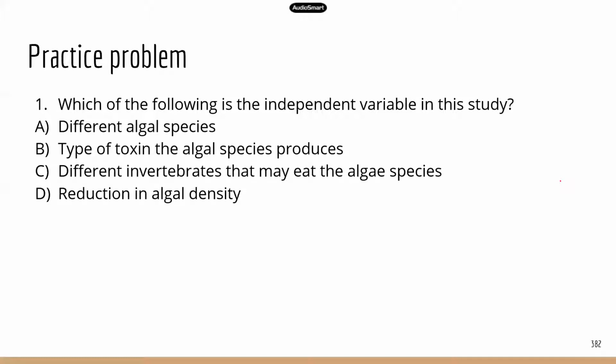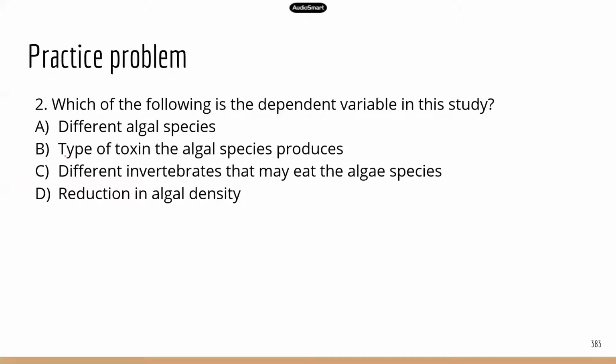Remember, the researcher selected 3 species, right? She wants to see which species is the most effective in controlling algal growth. So the different types of species is the independent variable, the vertebrate species, not the algal species. So the correct answer is C.